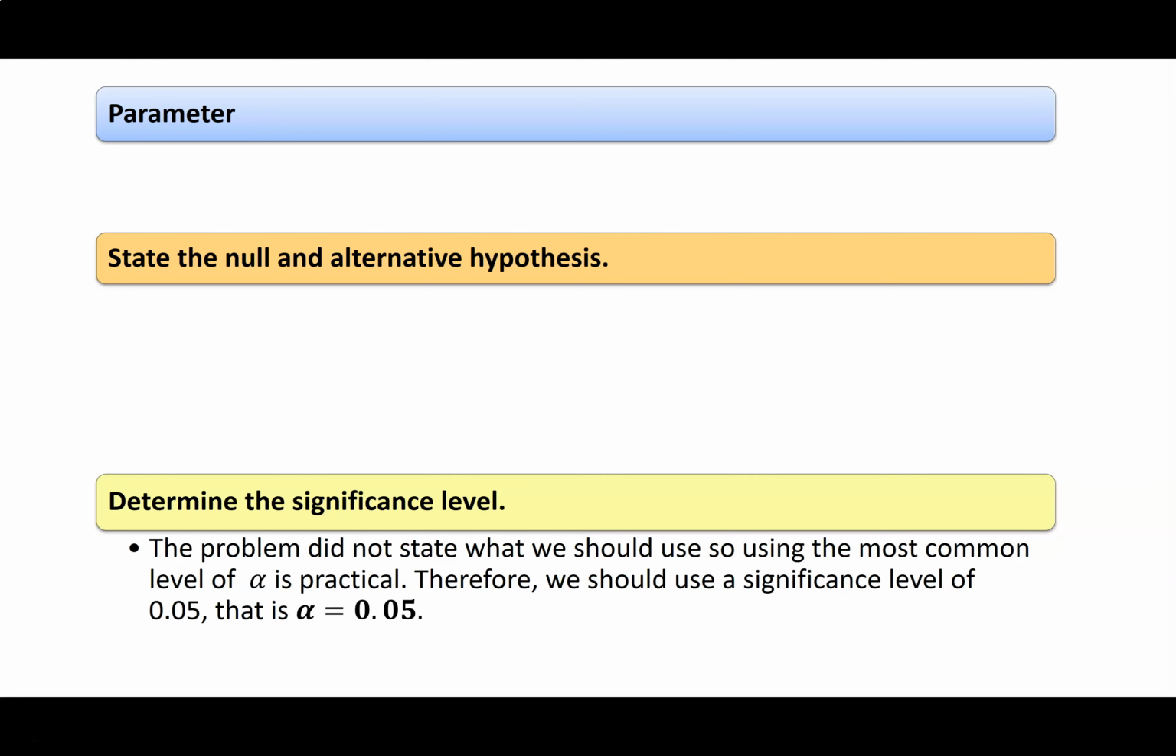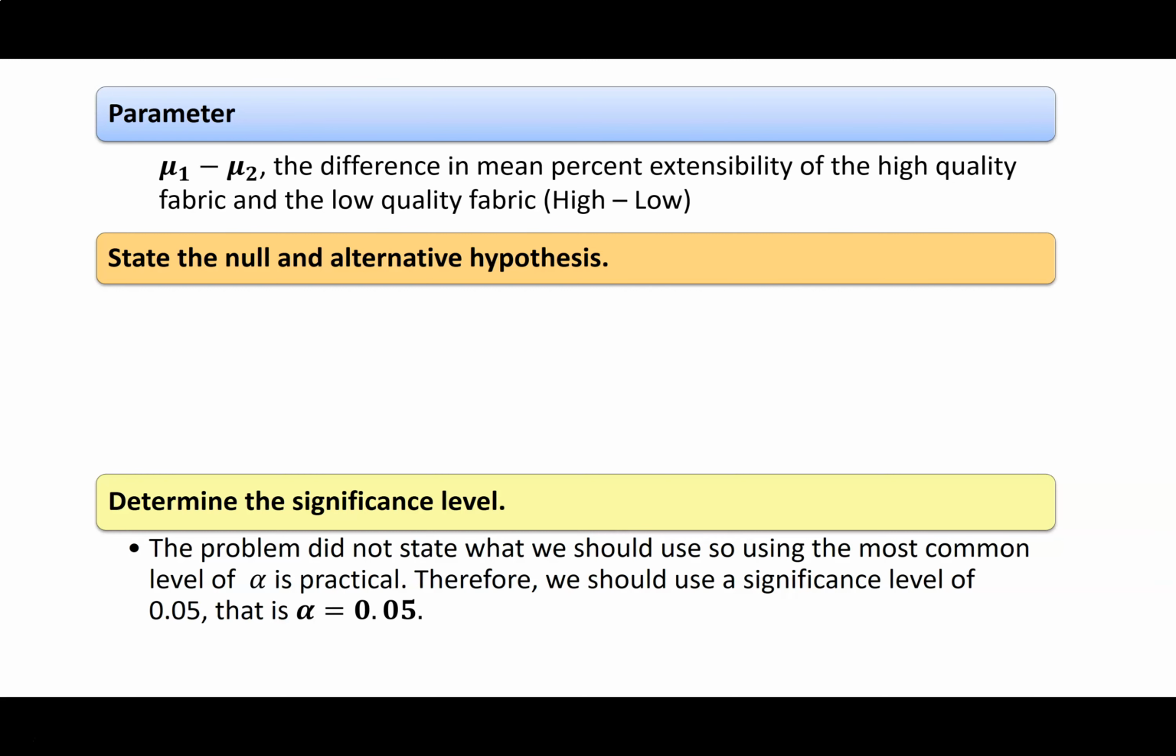Okay, so now that we've written up the question, we're going to want to identify that parameter. So that's going to be mu1 minus mu2, the difference in mean percent extensibility of the high quality fabric and the low quality fabric. I do specify what order I'm subtracting, so high minus low. It's pretty common that we're going to subtract in an order that gives us positive numbers if we can, but we might switch it around sometimes. Sometimes it's just really important to subtract in a certain direction. And then the question of interest is kind of like a two-parter: what is the difference? But also, is there a difference?